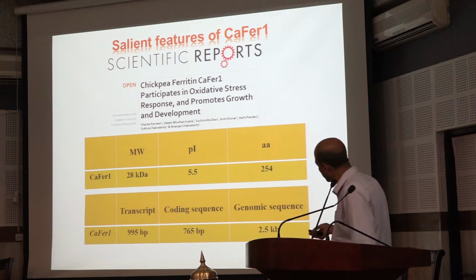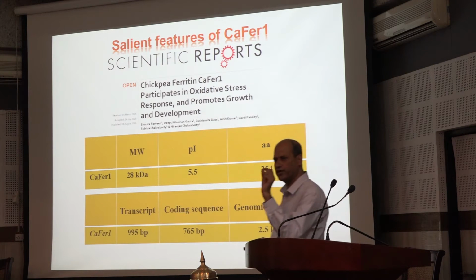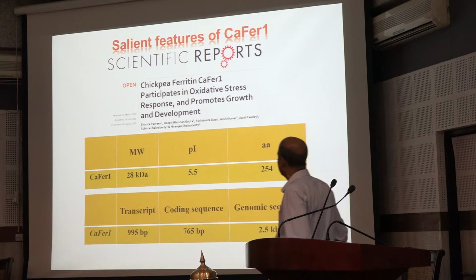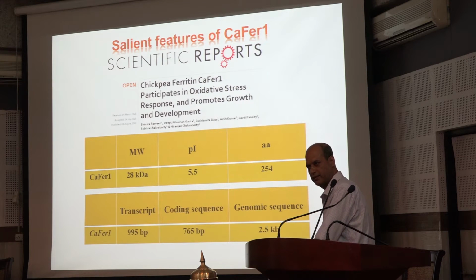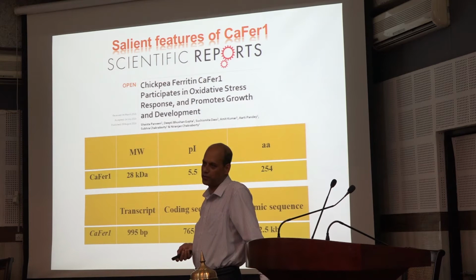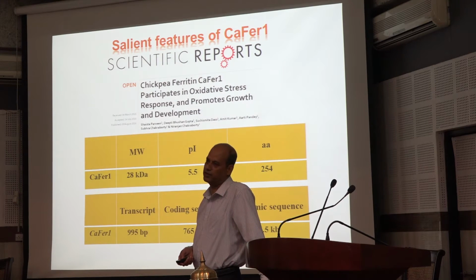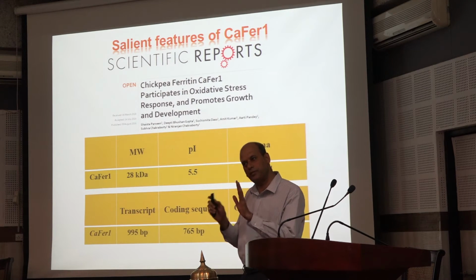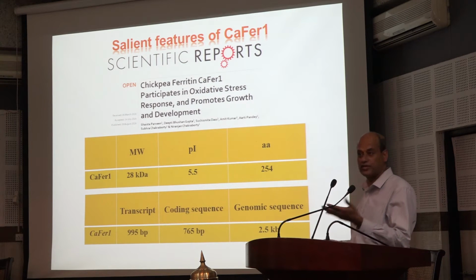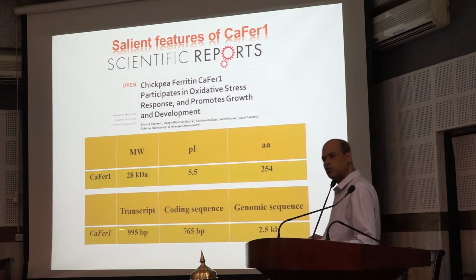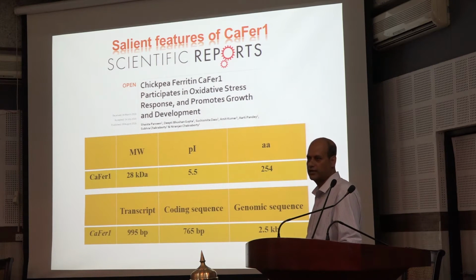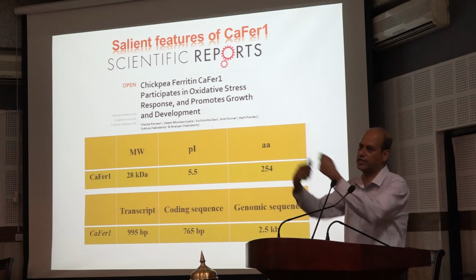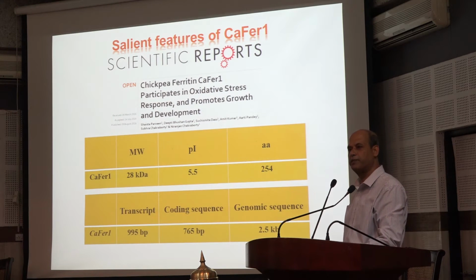I summarize it. So the CaFER1 is a small protein, 28 kDa with a pI value of 5.5, and it has 254 amino acids. You know how to calculate the Dalton of a protein? The number of amino acids multiplied by 110, the average mass of an amino acid. You get 28 kDa. This is the protein. Since we have cloned the gene, now we know that its transcript size is 1 kb. 995 is almost 1000 base pair or 1 kb. And its coding sequence, that means the sequence that produces the protein, is 765 base pair.